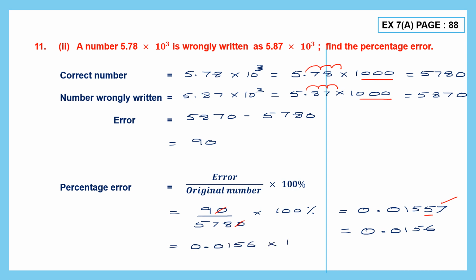0.0156 into 100%. Now here, since we have 100, two zeros, the point will move 2 places to the right. So here what do we have? Finally, we have 1.56%. So our percentage error in this case is 1.56%.